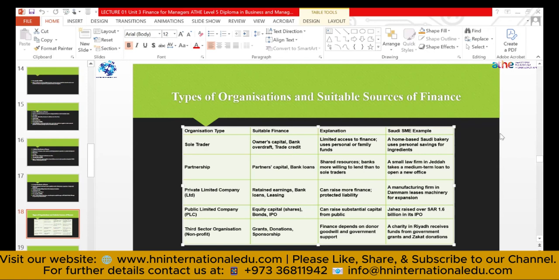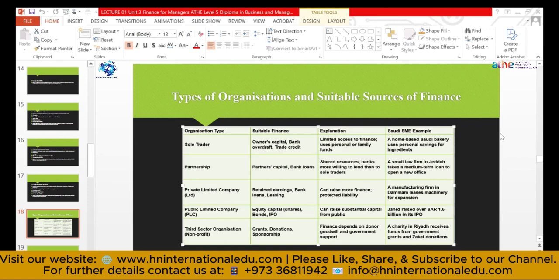Then we have partnership. Partners' capital, bank loans. Through this, we gain finance. Shared resources, banks are more willing to lend than to a sole trader because you are shared now. You have more capital, more investment with that. Even if your business is not successful and it has failed, the risk is divided as well in the partnership. Saudi SME: a small law firm in Jeddah takes a medium-term loan to open a new office.